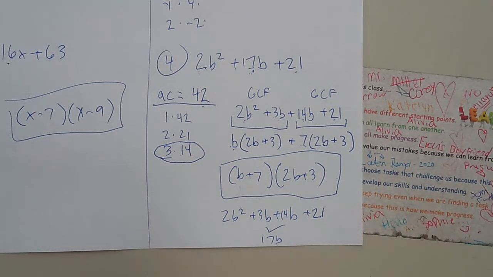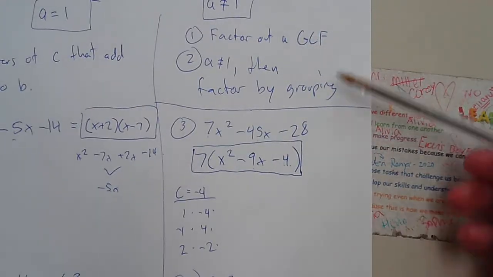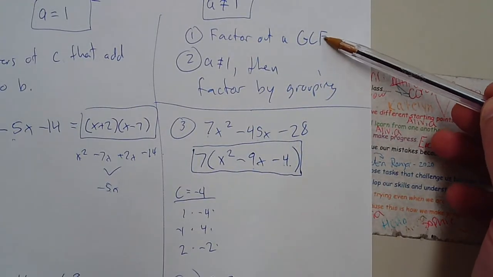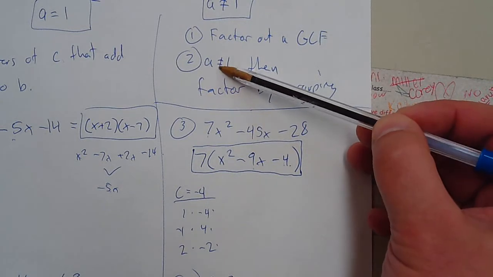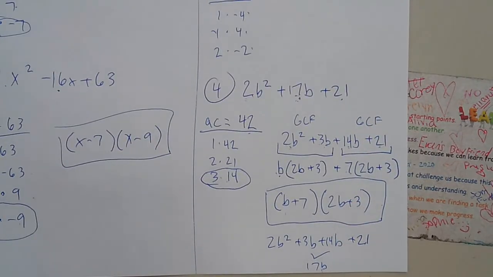This is actually everything you need to be able to do the worksheet today. Some are going to be way easier than others. Anytime A is 1, you're probably going to crank right through those. When A is not 1, look for a GCF. Once you've taken a GCF out, if A is still not 1, then factor it by grouping. So try this out, see how it goes, and then we'll pick things back up when we come back in 10 days.